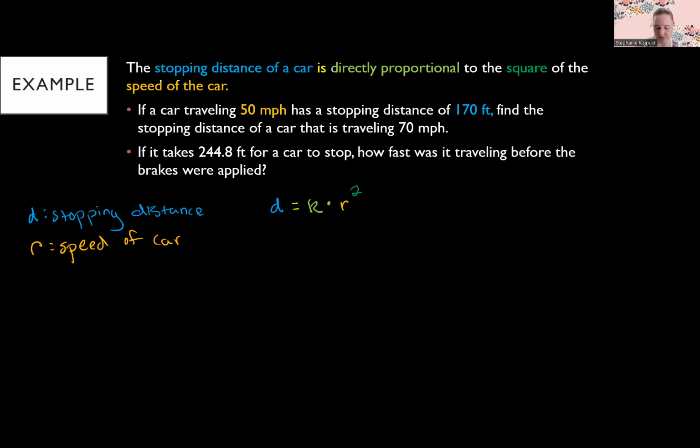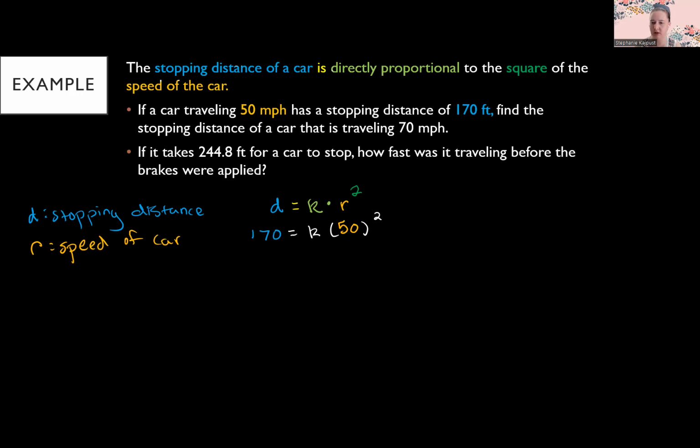So we've got stopping distance being 170 and then the speed being 50 miles per hour. So when I plug this into my formula, I've got the stopping distance, 170, equals K. And then it's going to be R squared, and R is the speed. So that's going to be 50 squared.